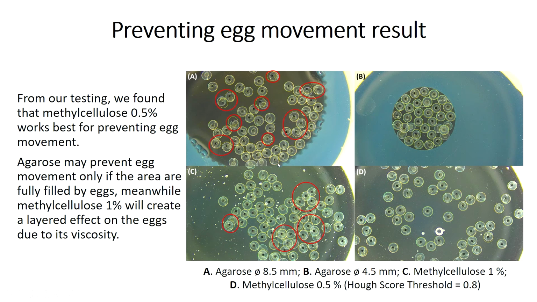The result of our methylcellulose test shows there is also less movement in both 1% and 0.5%, but at 1%, because the solution is too viscous, it created a layered effect for the eggs. Therefore, there are lots of eggs on top of each other, even if not directly on top. So from this result, we recommend using methylcellulose at 0.5% for preventing egg movement. But if you have lots of eggs, you can use the agarose method.